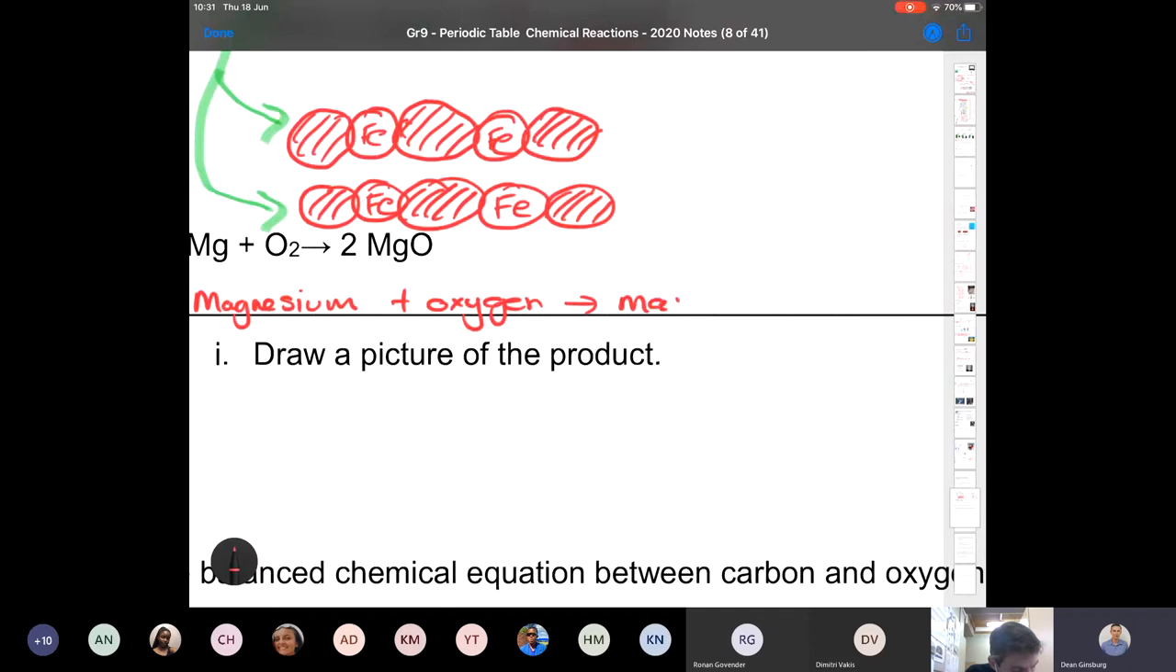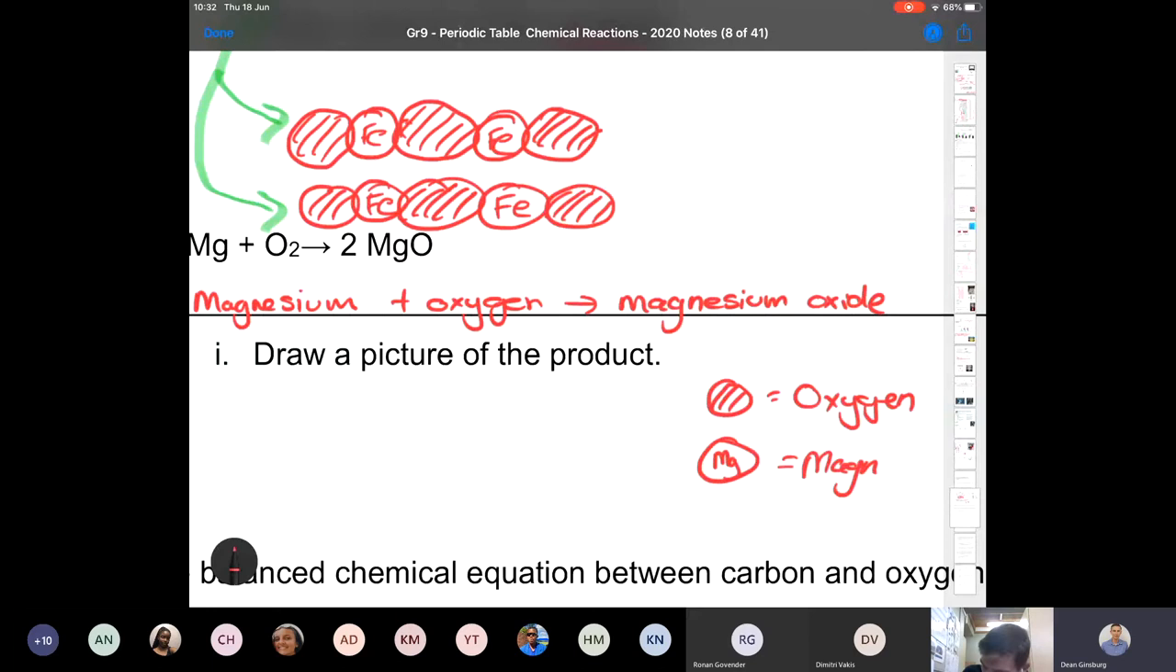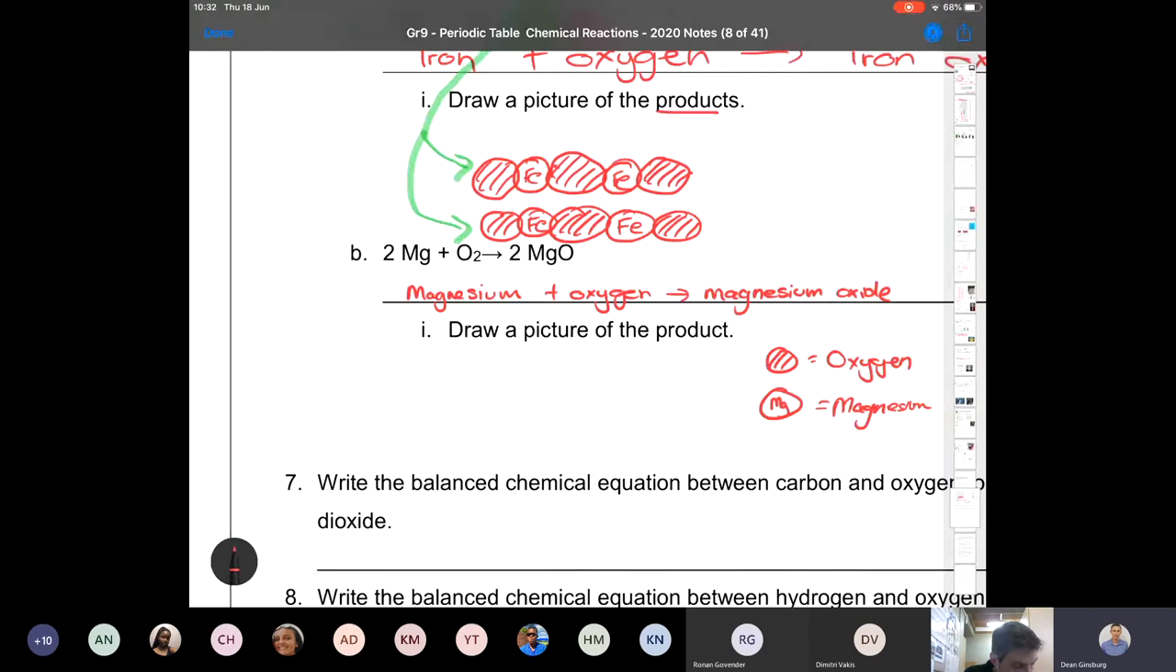Okay, I'm going to use that same symbol, the circle with the diagonal lines in it for oxygen. And then I'm just going to do an open circle with an Mg in it for magnesium. Always do a key. You get a mark for your key, guys. Right, so we need a picture equation of the product. The product is just MgO.